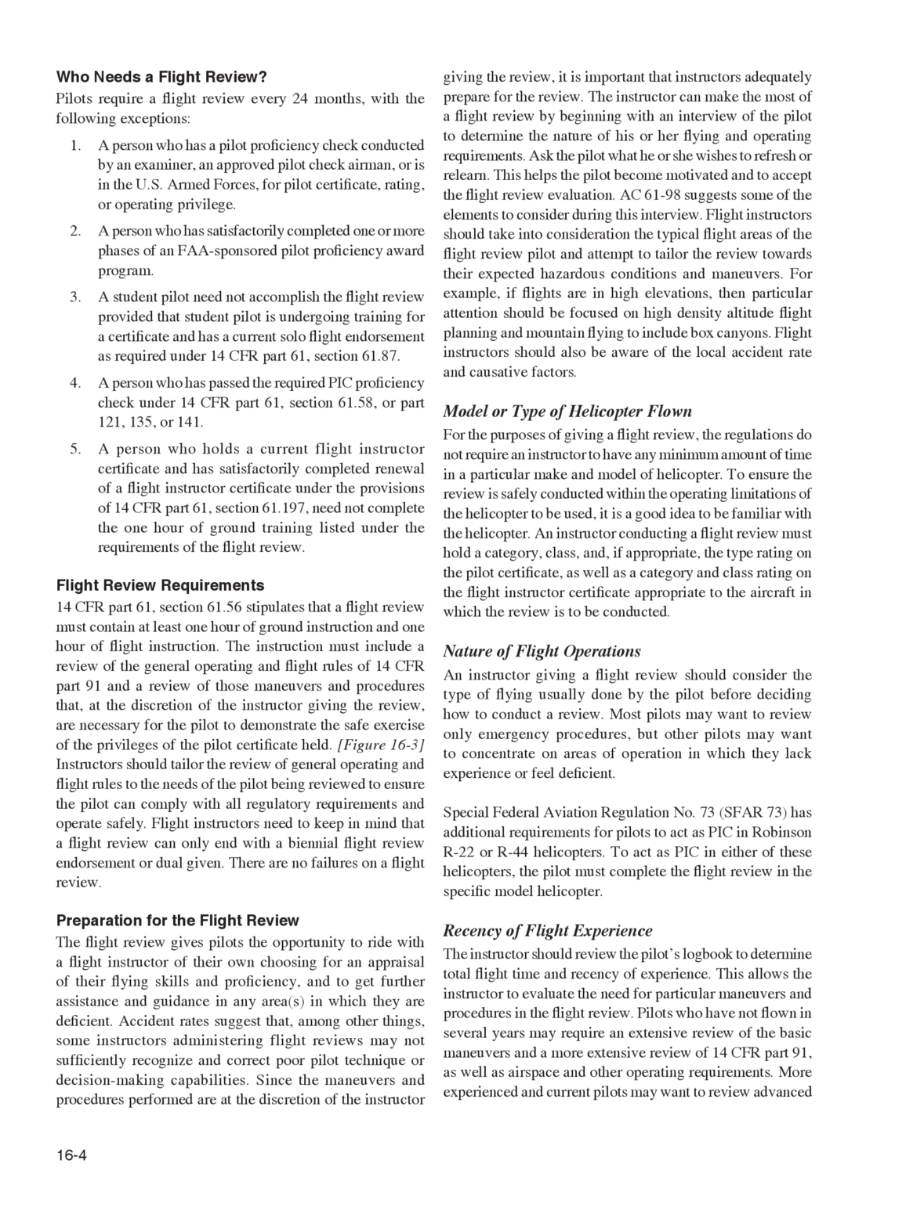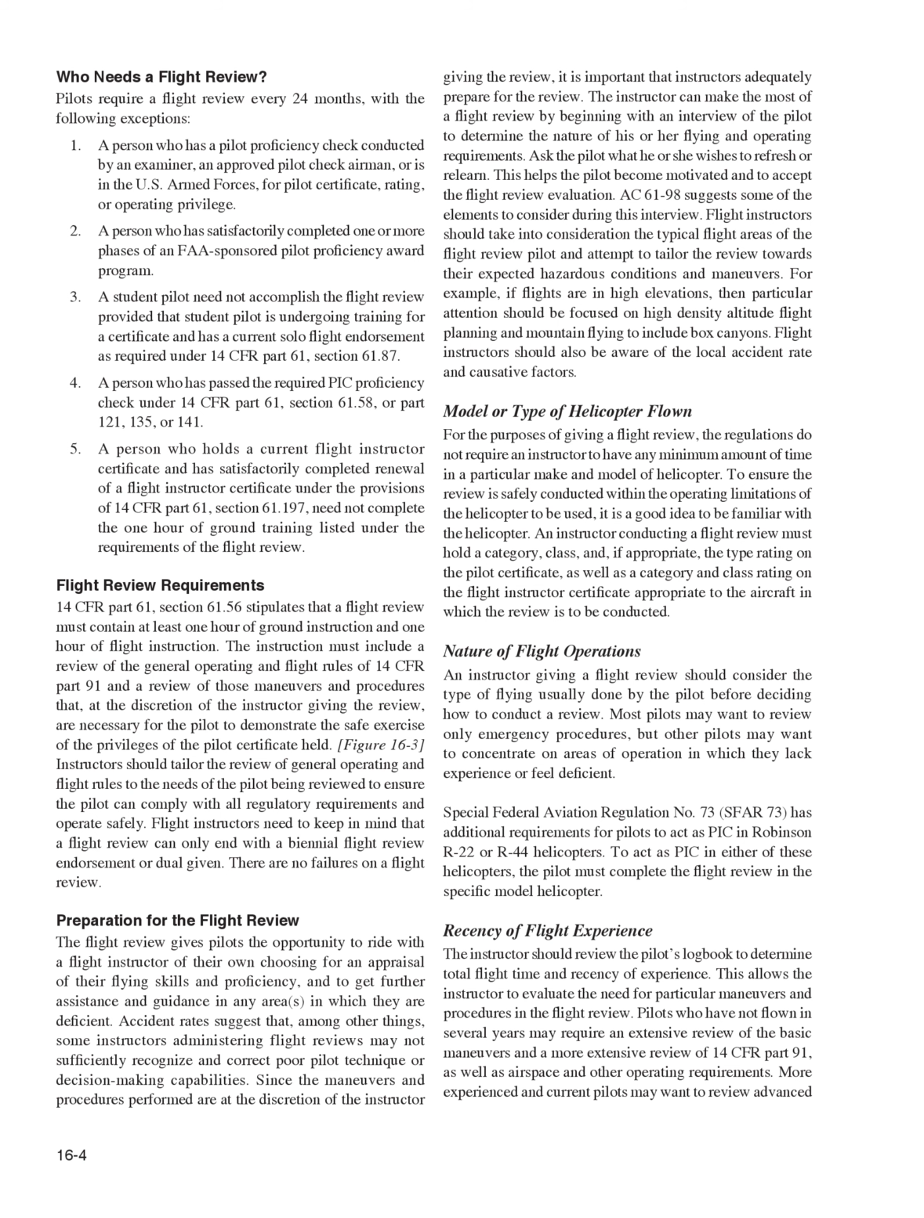Flight Review Requirements. 14 CFR Part 61, Section 61.56 stipulates that a flight review must contain at least 1 hour of ground instruction and 1 hour of flight instruction. The instruction must include a review of the general operating and flight rules of 14 CFR Part 91 and a review of those maneuvers and procedures that, at the discretion of the instructor giving the review, are necessary for the pilot to demonstrate the safe exercise of the privileges of the pilot certificate held.